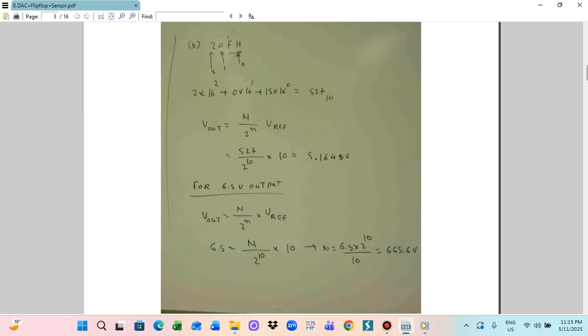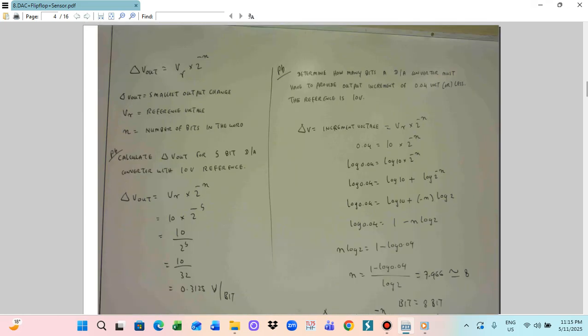We can also relate digital to analog conversion to the change in the input voltage, which can be related to the change in the output voltage. So we can calculate delta V out is equal to Vn multiplied by 2 power minus n. This formula gives delta V out, the smallest output voltage change. Here Vn means that Vi is the reference voltage.